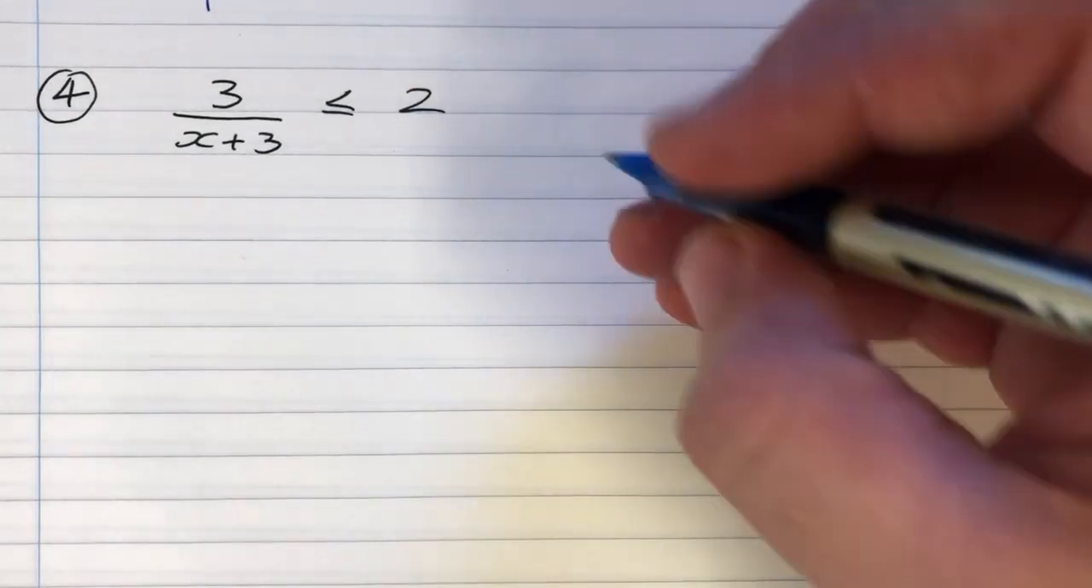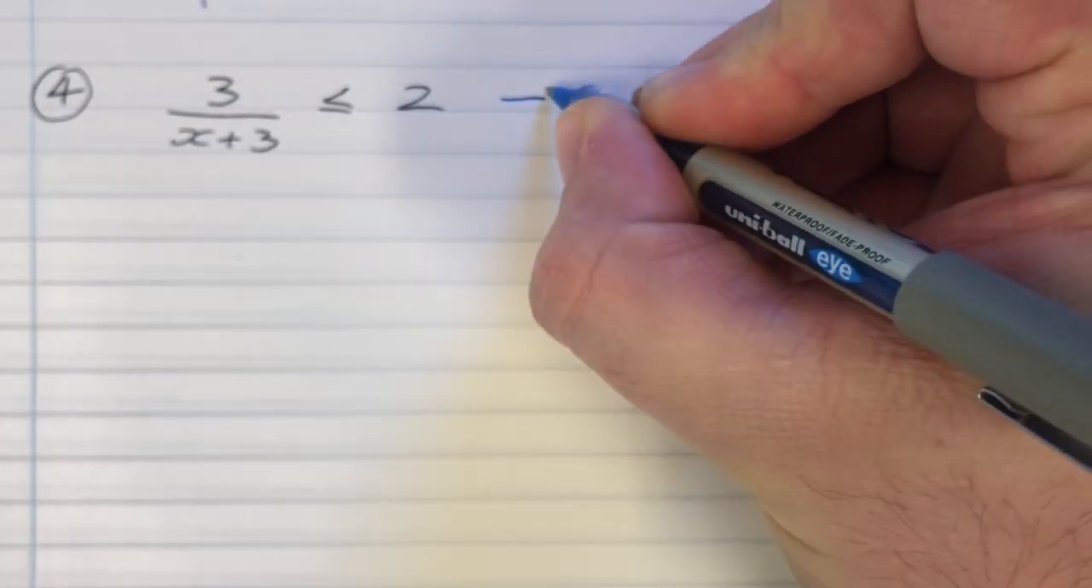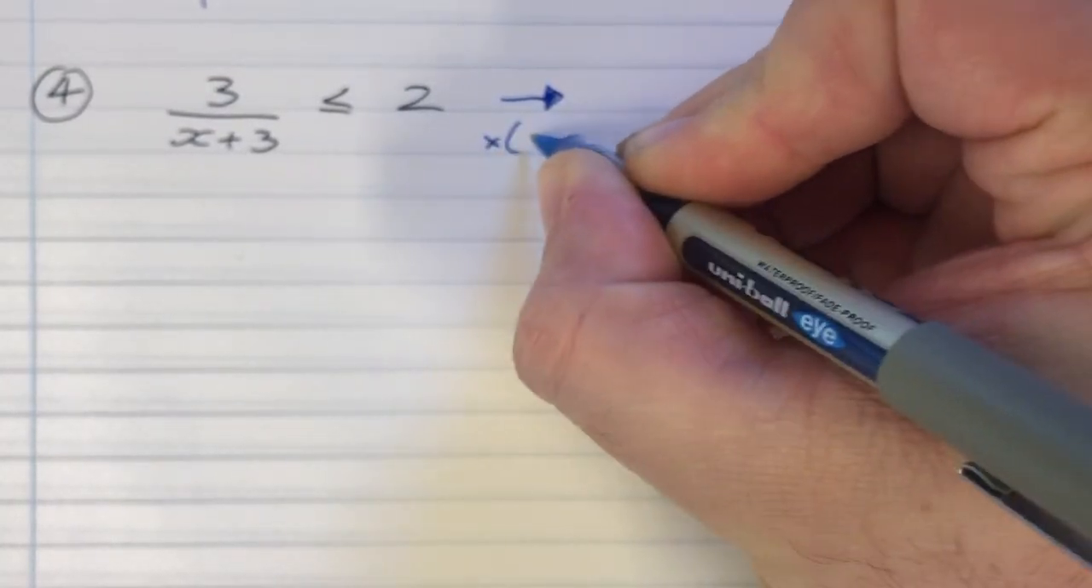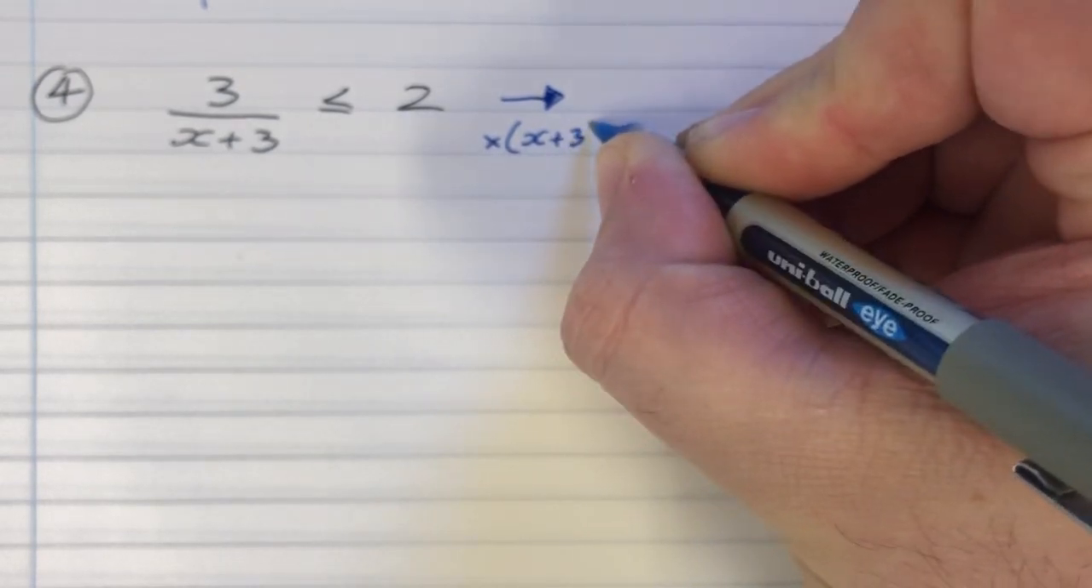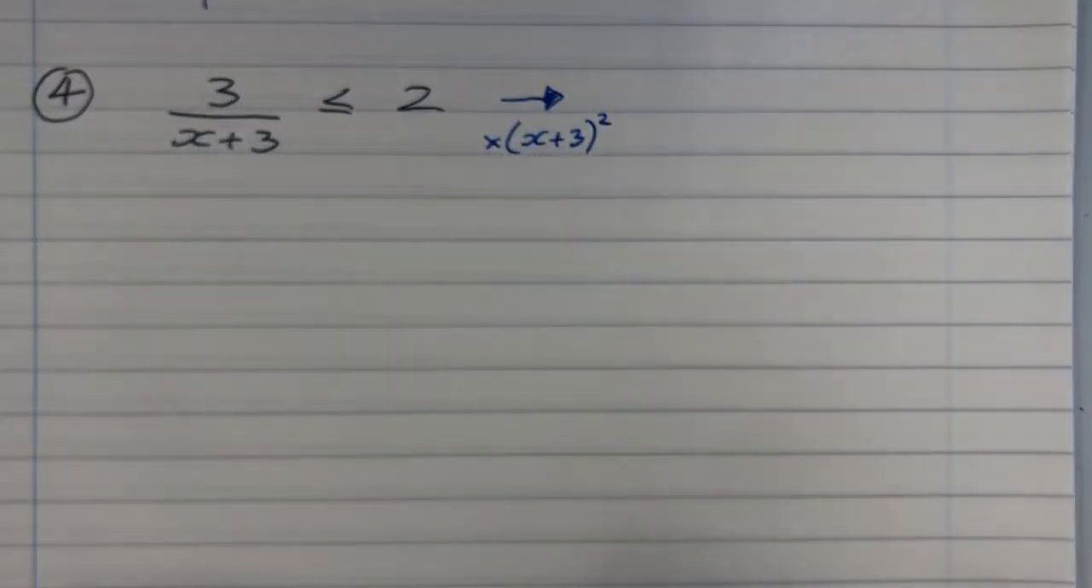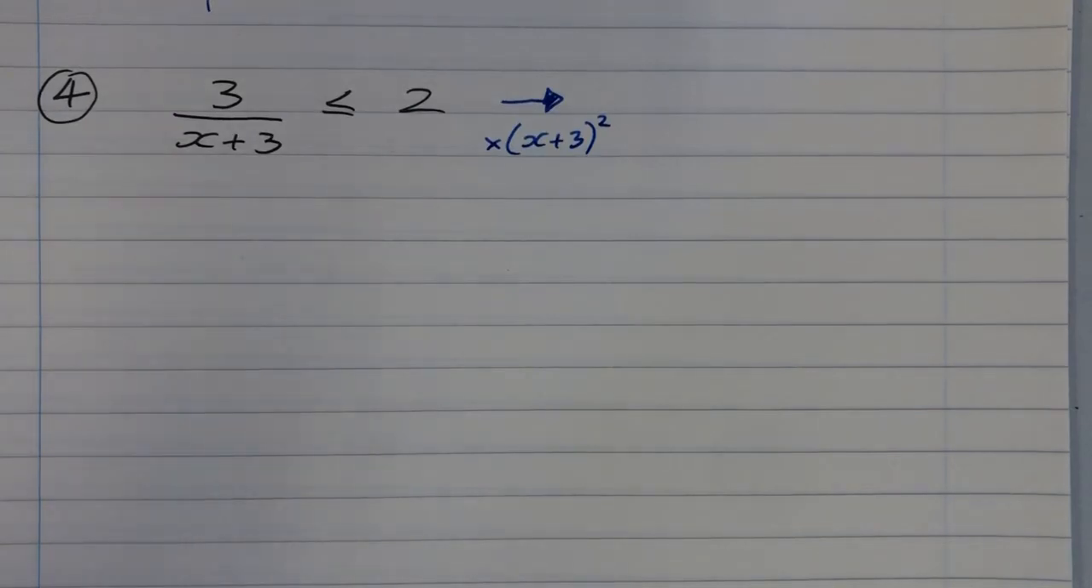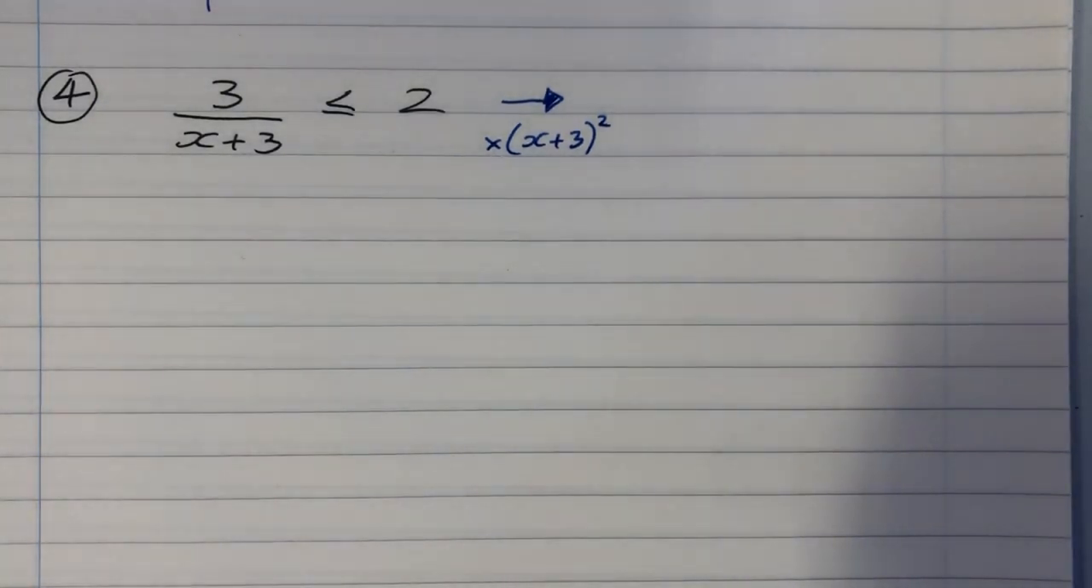It is better to times by a number that we know is positive. So I'm not going to times by x plus 3. I'm actually going to times by x plus 3 squared, because whatever number you take, if you square it, it cannot be negative. So we're not going to have the issue of timesing or dividing by a negative number. Okay, so that's my technique I'm going to use here.